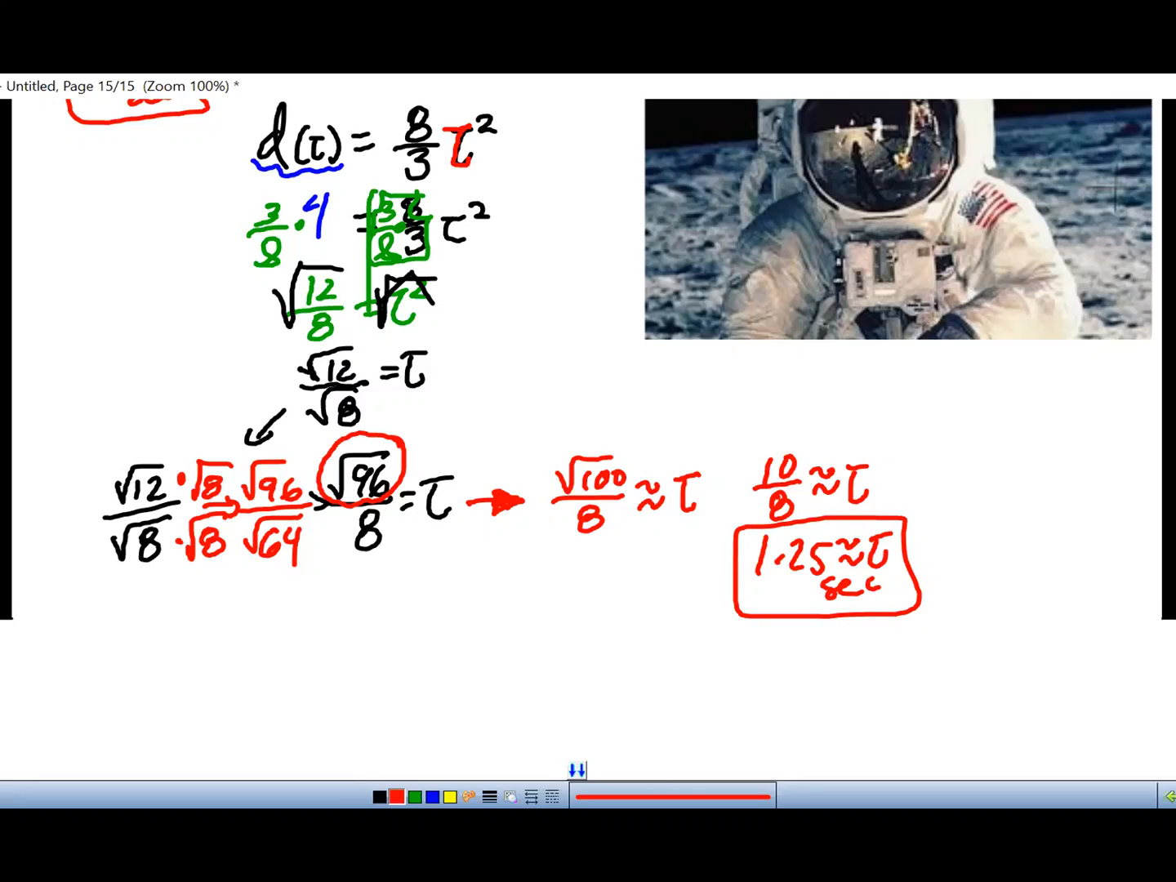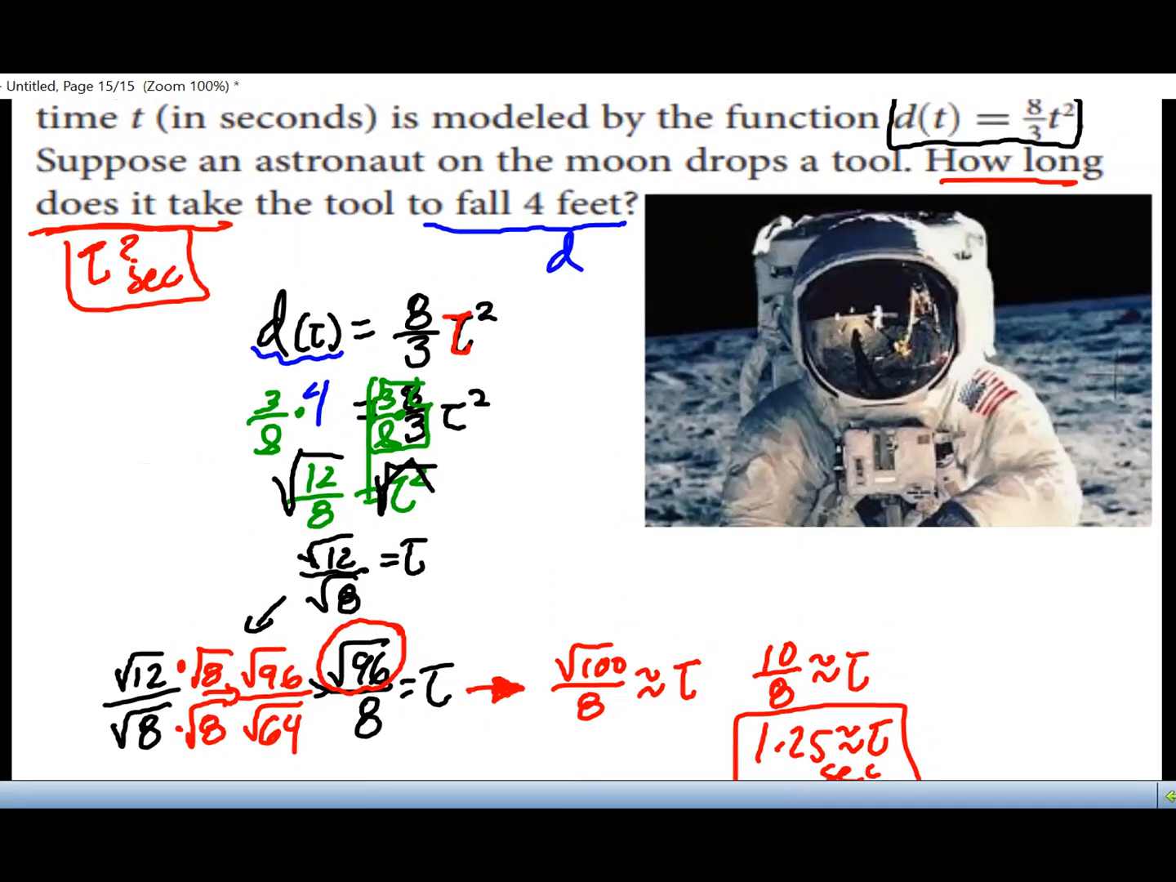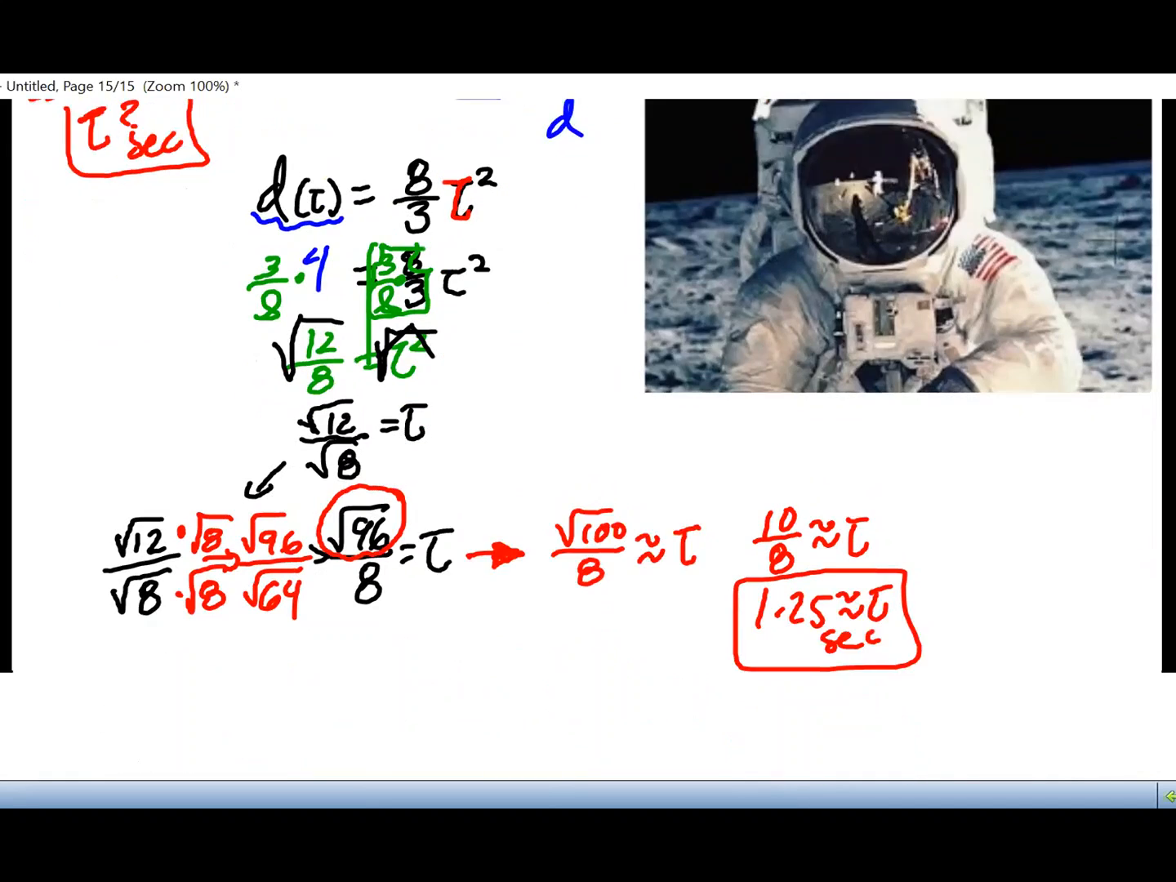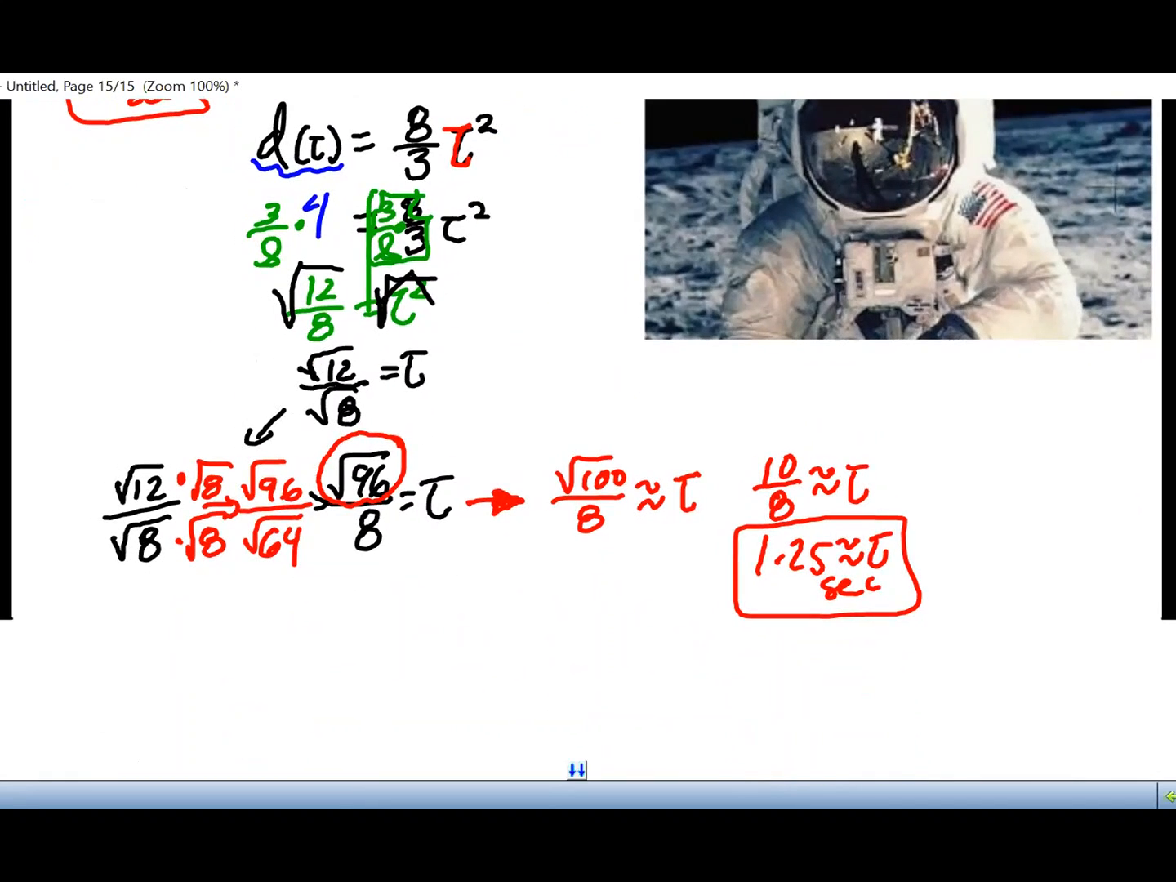So if we answer the question, let's see. It says, how long does it take the tool to fall 4 feet on the moon? So what would be our sentence? Who's got my sentence?